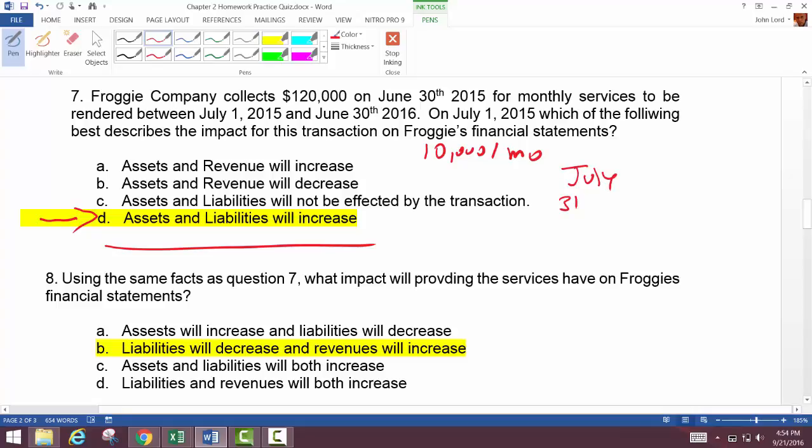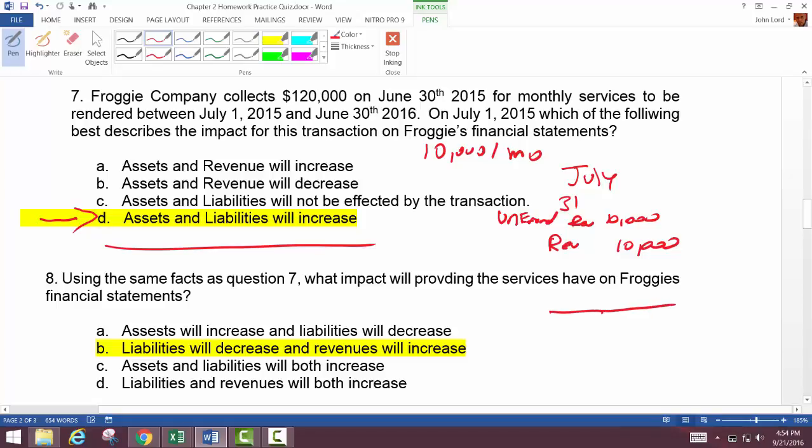I've provided 1 month of service, haven't I? So I've earned that 1 month of service, so I'm going to do what? Can I credit revenue for 10,000 now? Because I've provided that service for 1 month. And can I debit what? Unearned revenue of 10,000? Right? What's the balance in the unearned revenue account?